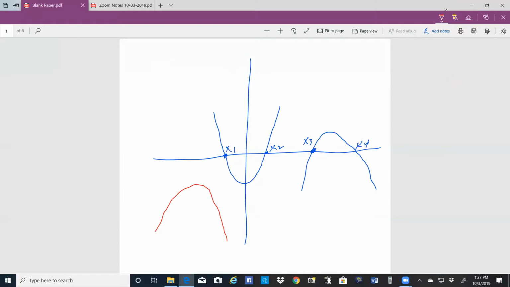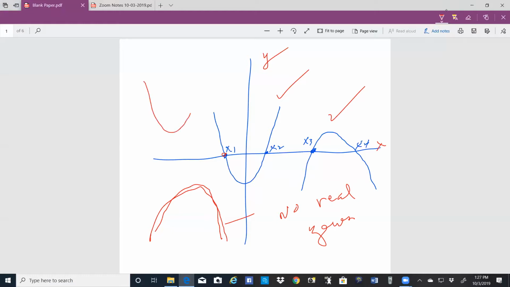Okay, obviously these two intersect the x-axis, right? But this one doesn't. This means there are no real zeros. Alternatively, if you had it looking like this, it never goes through the x-axis either, so no real zeros. How do you think you tell whether or not you have real zeros?